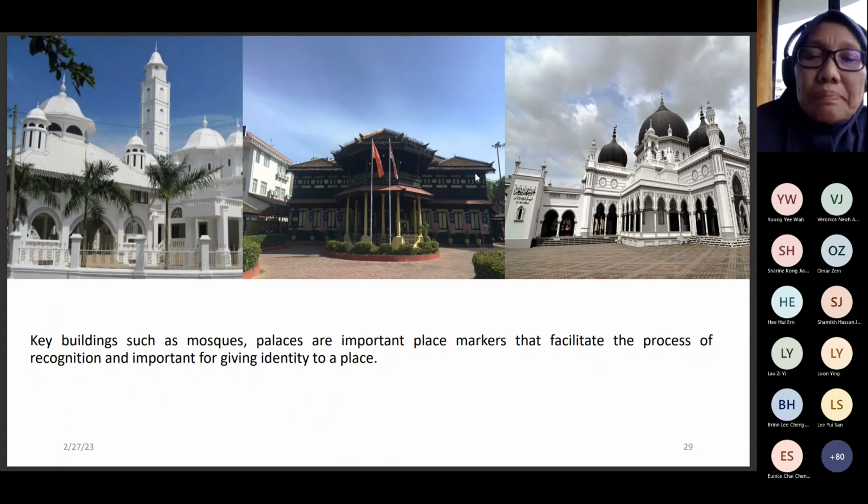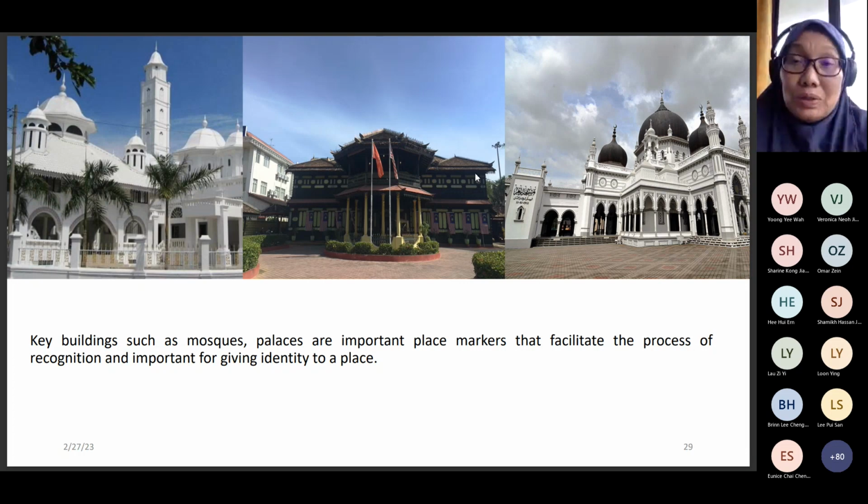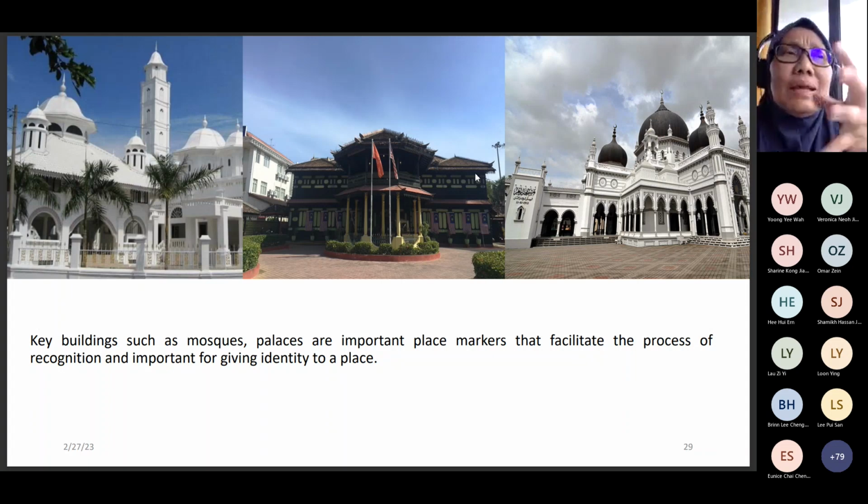Key buildings such as mosques and palaces are important place markers that facilitate the process of recognition and are important for giving identity to place. That's why royal towns are a typology in themselves, which should have their own unique quality in terms of the townscape, because of the palace and the royal mosque. But if the royal town is designed the same as other towns, then you miss this opportunity of creating identity for these key buildings.